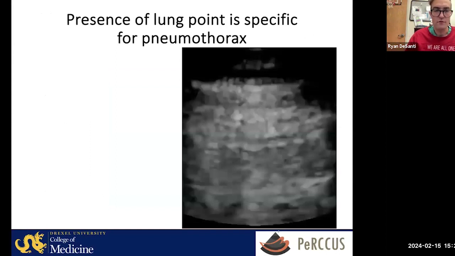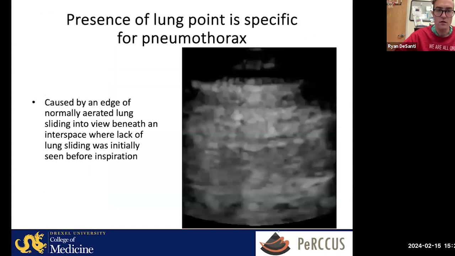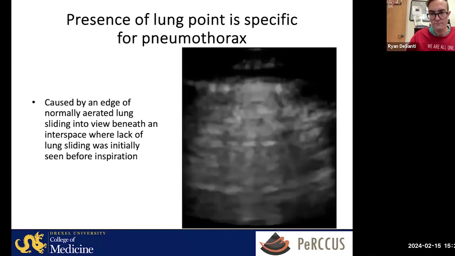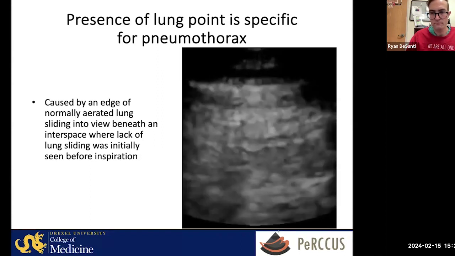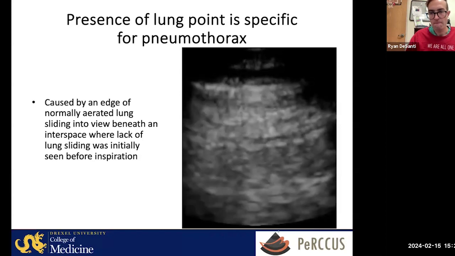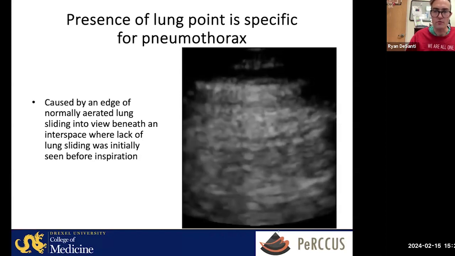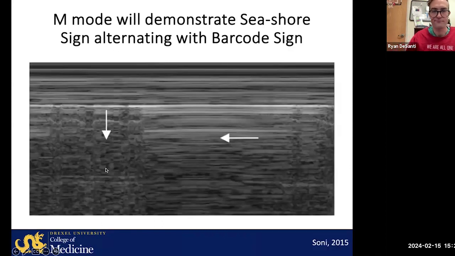One specific finding for pneumothorax is called lung point. This is evident when an edge of normally aerated lung slides into view beneath the intercostal space where lack of lung sliding was present because of the pneumothorax. So it's normally aerated lung sliding over a region where there's pneumothorax. And again, this is fairly specific for presence of a pneumothorax.